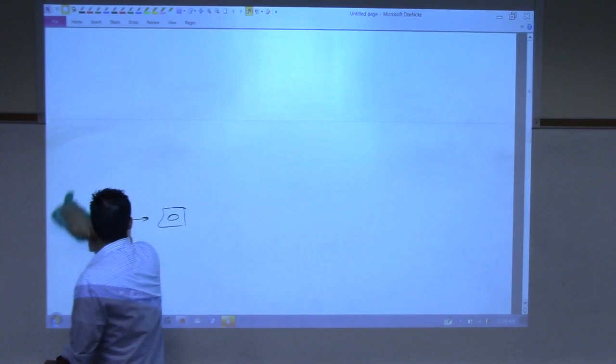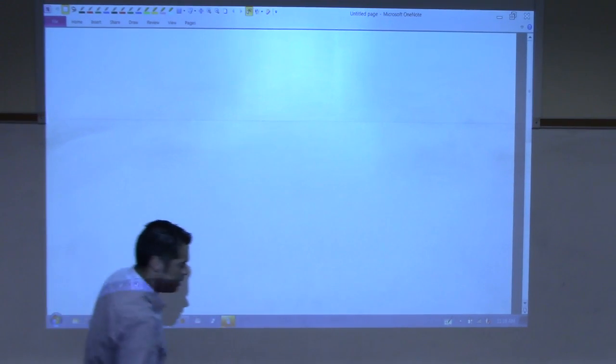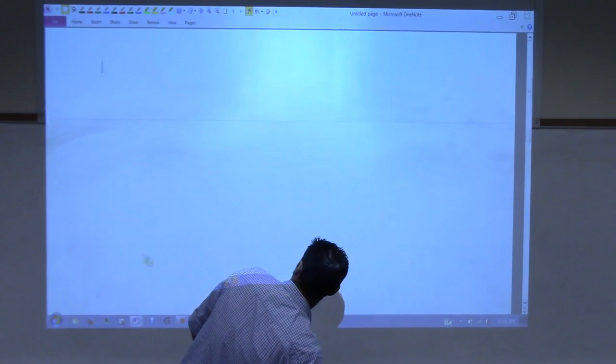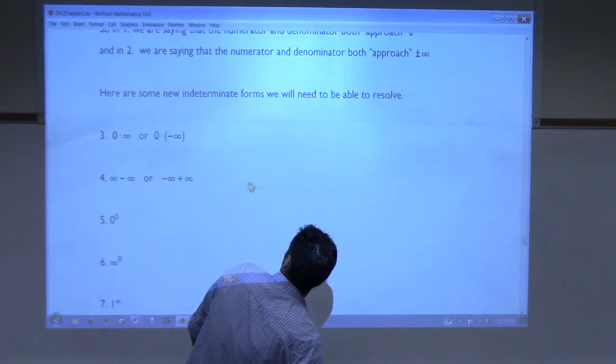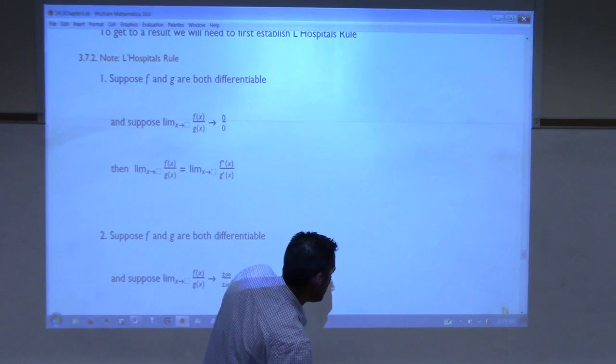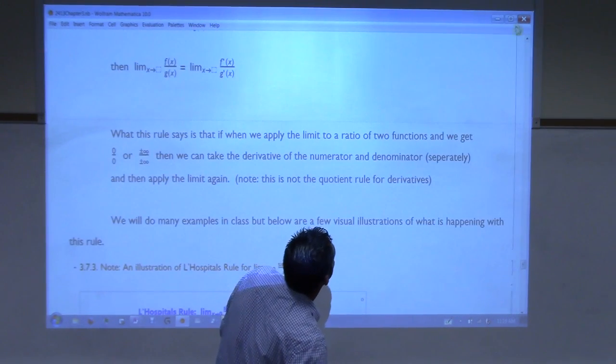All right, so what does L'Hopital's rule state? Yeah, it's just a completely awesome rule. It says that, where the heck?